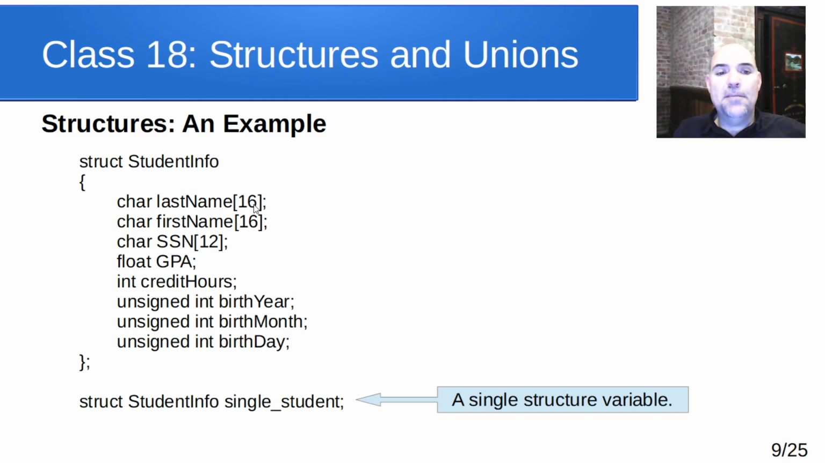So the first 16 bytes is last name, the next 16 is first name, the next 12 is social security number, the next 4 is GPA, the next 4 after that, or 2 depending on the compiler, is credit hours, the next 4 or 2 is birth year, and then after that is bytes for the birth month and bytes for the birthday. And so if we were to add all of these up, that would be the size of this structure in memory, how much memory it takes.